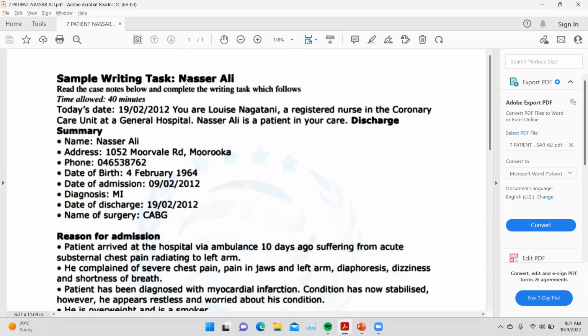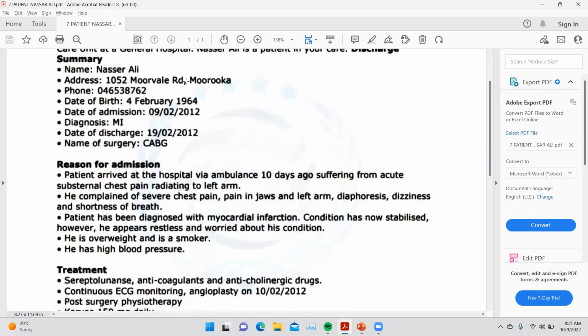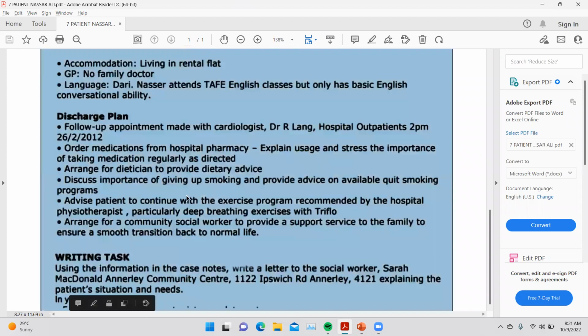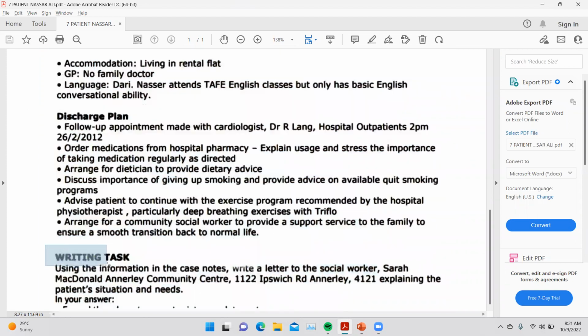And one more thing that you know very well, that whenever you are getting a case note, the first thing that you have to check is what? To whom you are going to write the letter. For that, we have to go to the down part of the case note. You can see here the writing task. A subheading is the writing task.